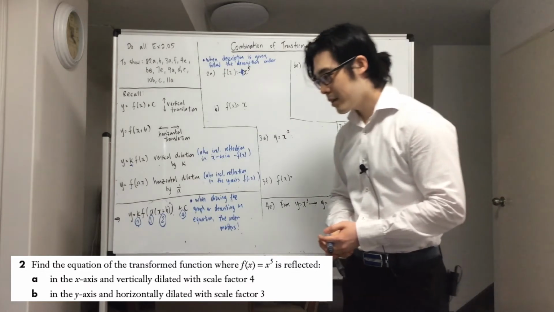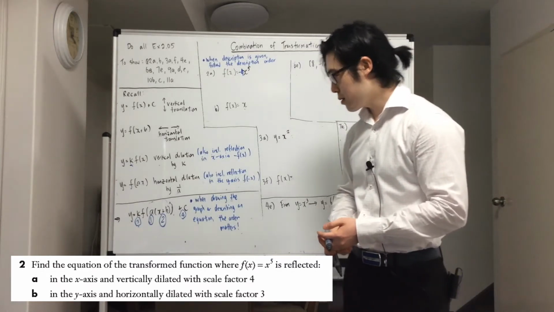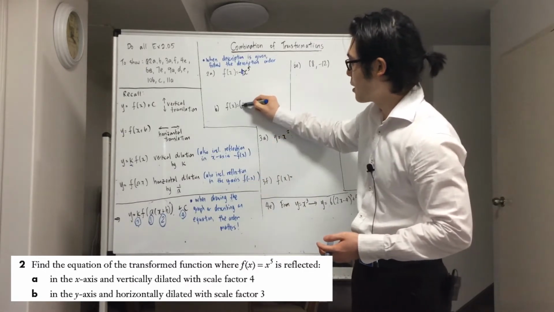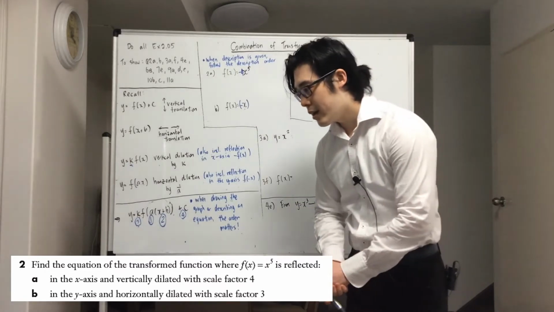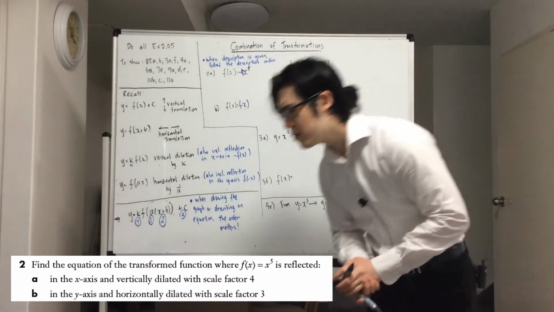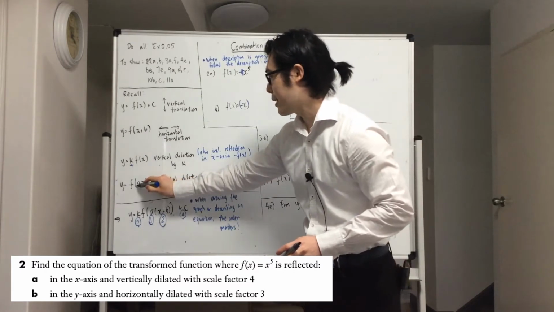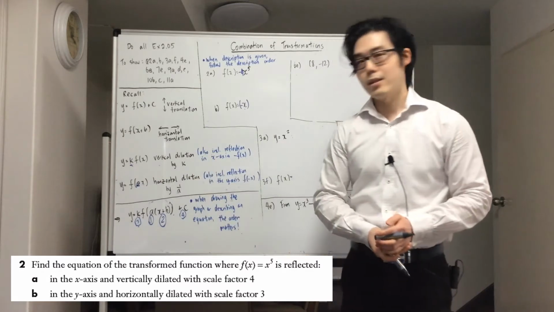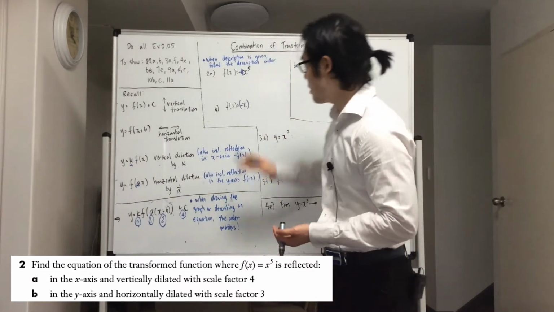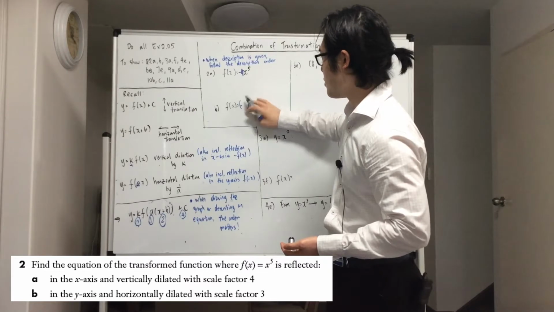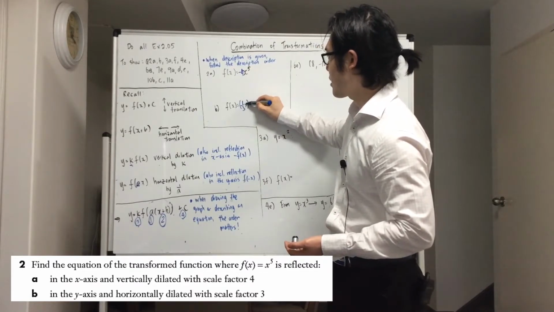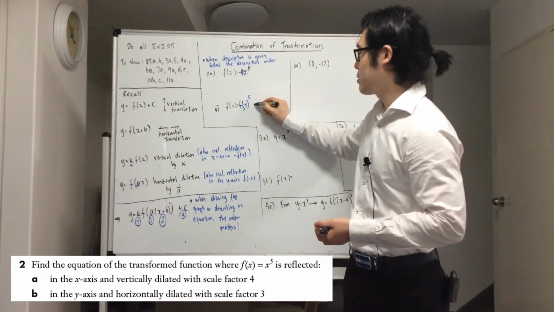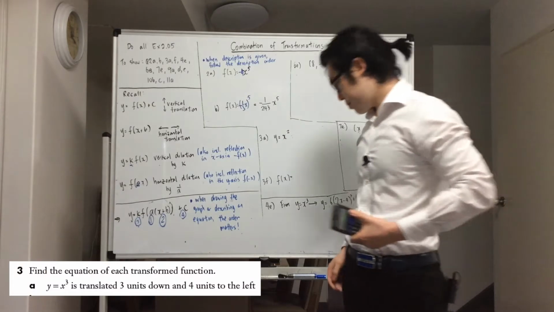Similarly for question B, it says it's reflected in the y-axis. If it's reflected in the y-axis, remember you're just putting a minus inside the x. So let's do that. And then horizontally dilated with scale factor of 3. So that means, remember, the number inside next to the x, okay? But the dilation factor is 1 over a. So in this case, if it says 3, you would have to put 1 over 3 with the x. And remember, the question is to the power of 5. So you would have to simplify that.